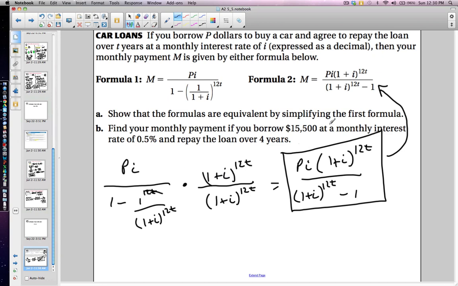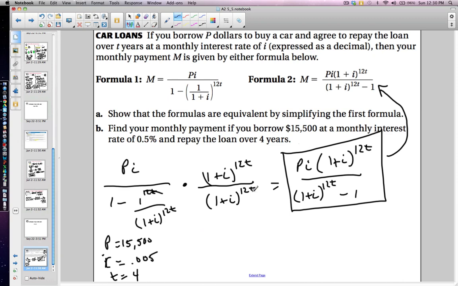And now they'd like me to find my monthly payment if I borrow $15,500 at a monthly interest rate of 0.5% and I repay over 4 years. So let's look at what these different things are. P is equal to 15,500. That's the principal. My rate is 0.5%, but that's 0.005. And my time is 4 years. If I plug all that in, I said R, but they actually used I as the interest rate, so my mistake.